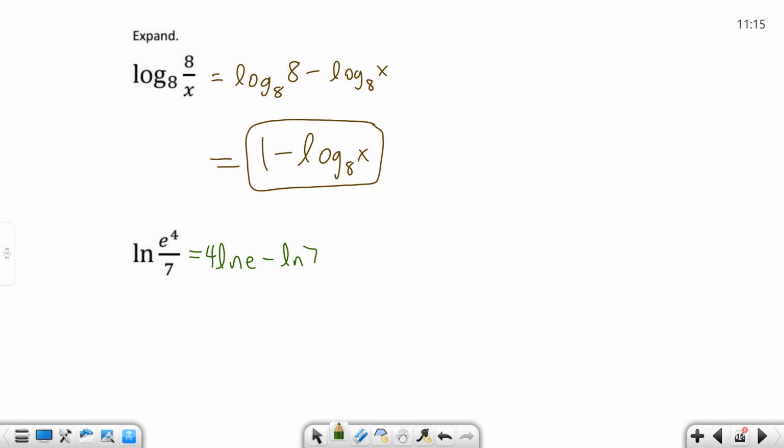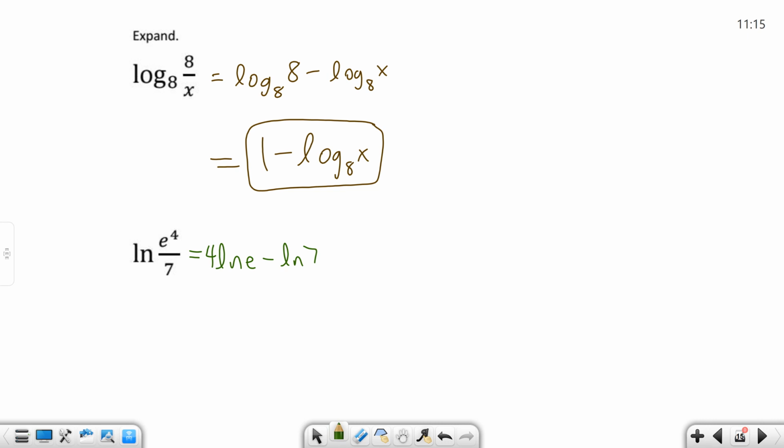So I don't do this in multiple steps. I do this in one step. Whether I'm expanding or condensing, I do it in one step. Powers come out front, everything in the top plus, everything in the bottom minus. I'm done. Top's numerator, bottom's denominator.